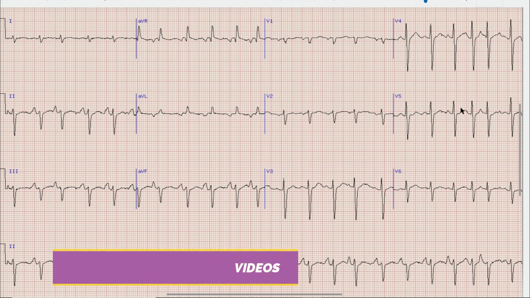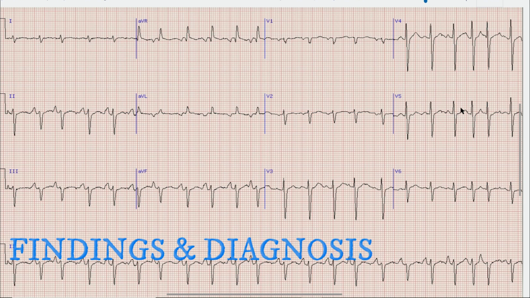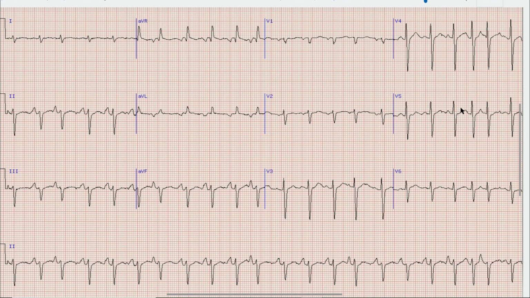This is the ECG which we are going to discuss today. It is another interesting case with multiple findings in it. But before starting the discussion on ECG, as always, I would like you to pause your videos, note down the findings and diagnosis with yourself, and at the end of the video, compare your findings and diagnoses with what was discussed in this video.